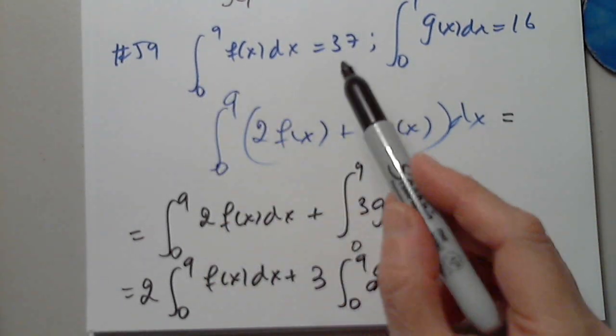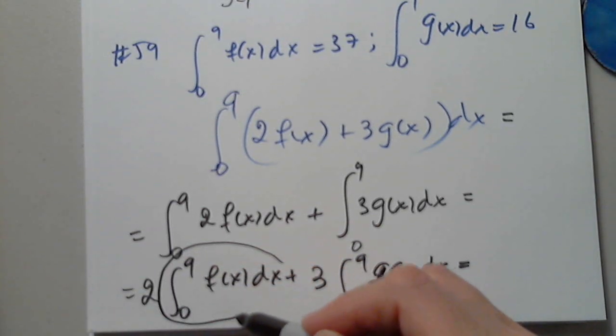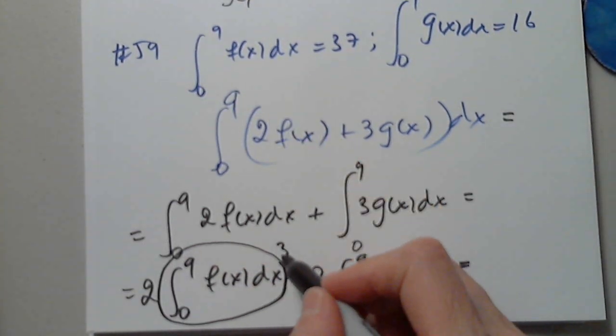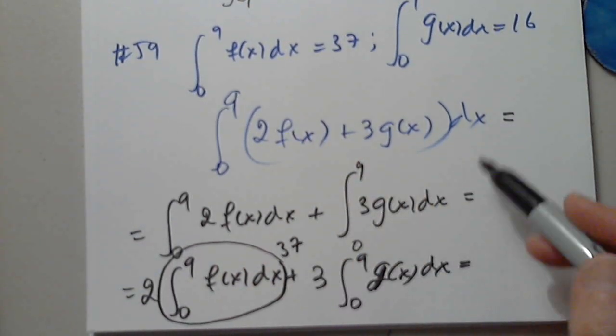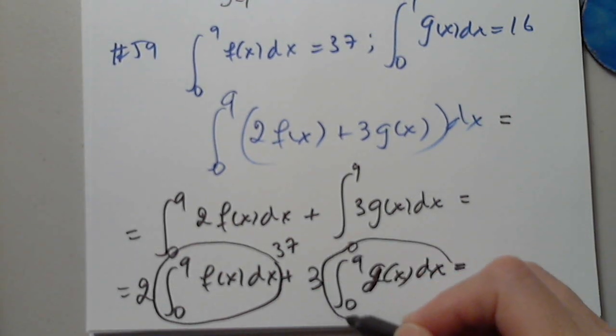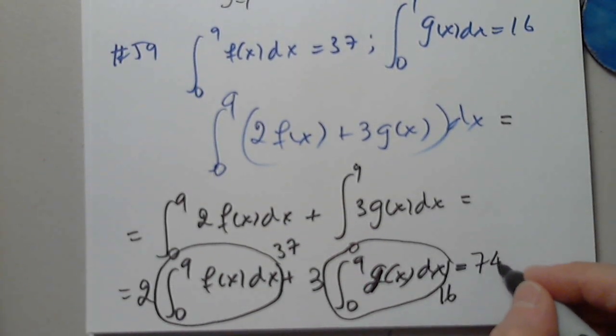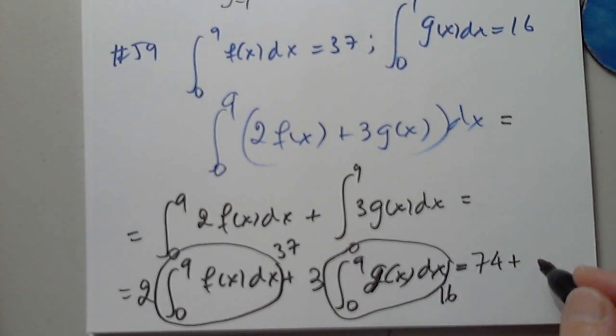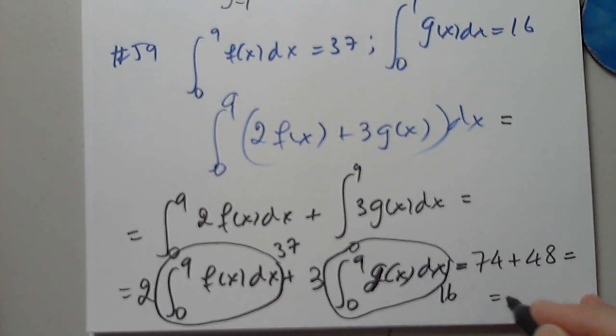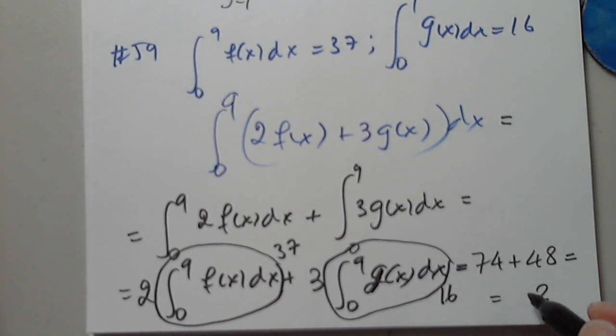But this is given to us as 37. And this is given to us as 16. So the answer is 2 times 37, 74, plus 3 times 16, 48. So I got 122.